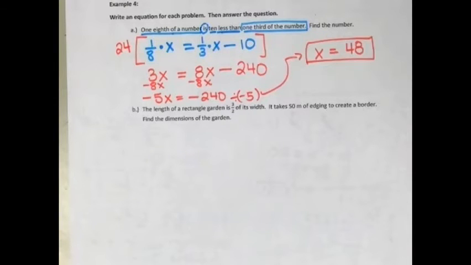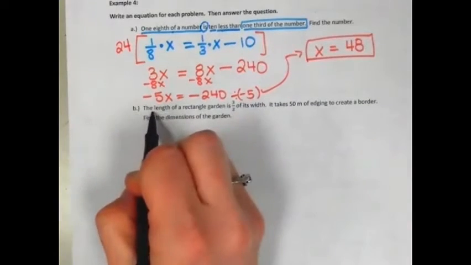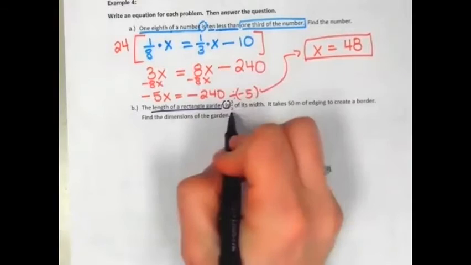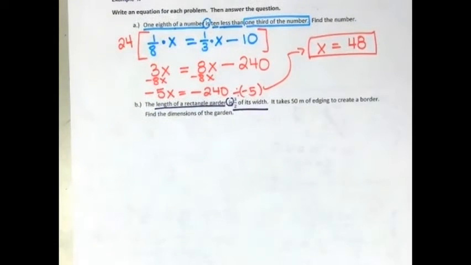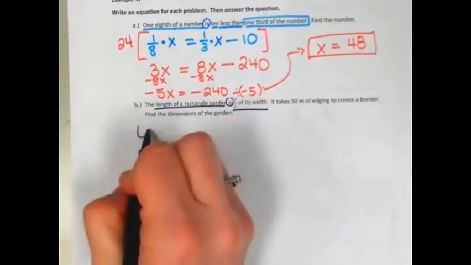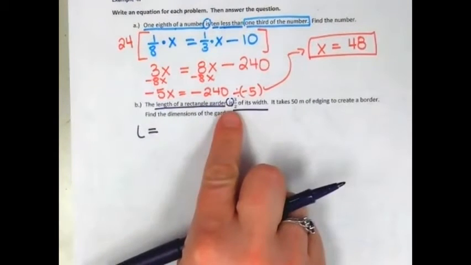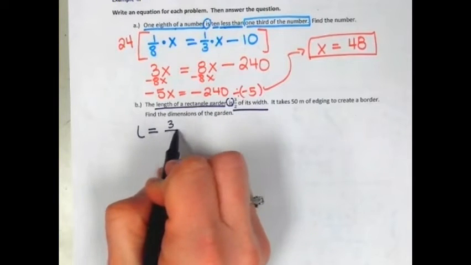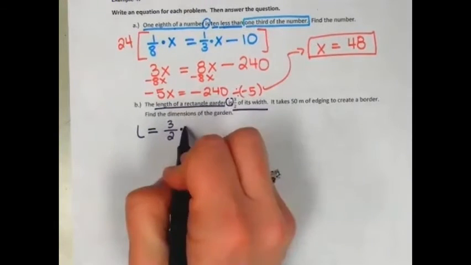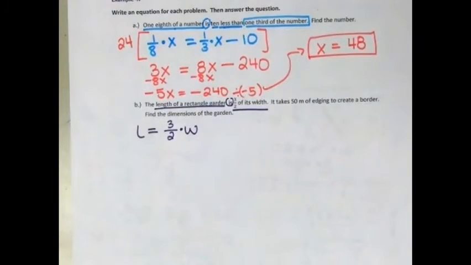The length of a rectangle is 3/2 of its width. So length, what does is mean? Equals. 3/2 of means multiply its width. Do we know its width? No, so that's just W, right? So didn't that first sentence say length is, so length equals 3/2 times W?